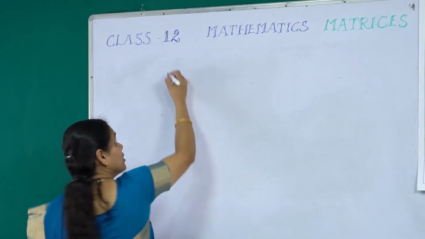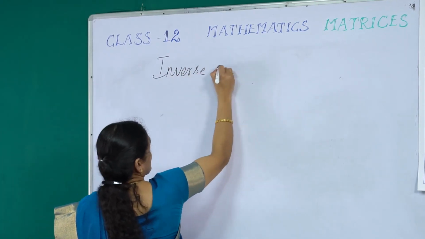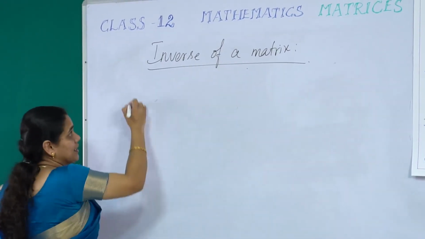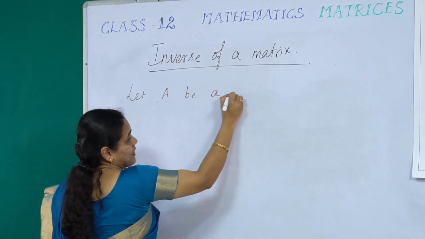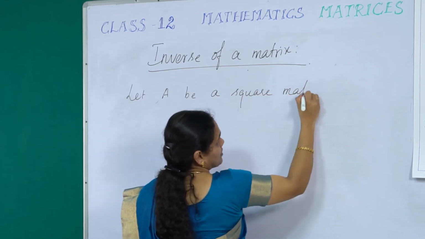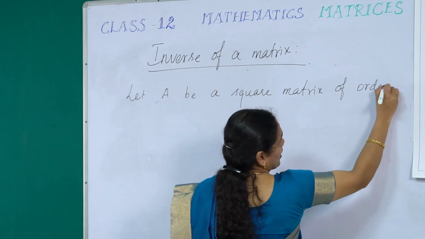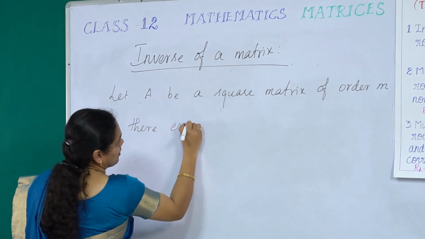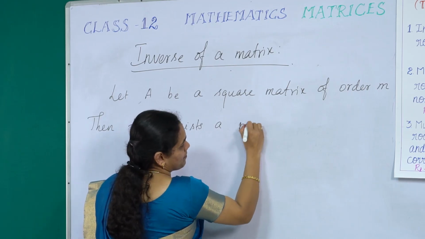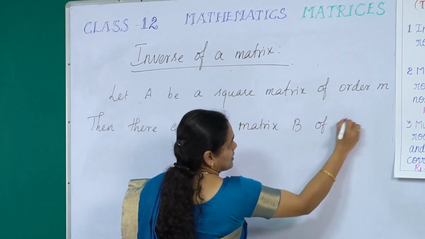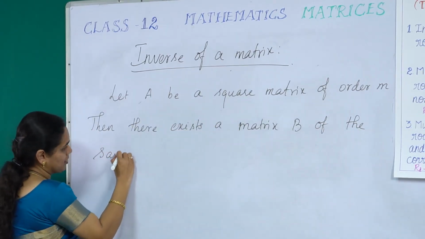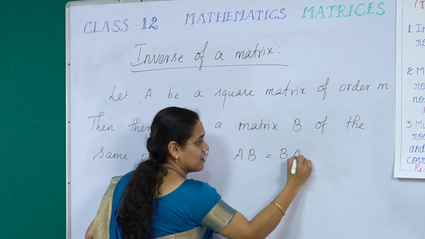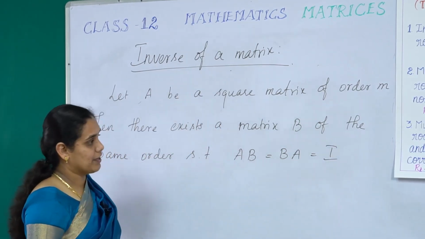Inverse of a matrix. Let A be a square matrix of order m. Then there exists a matrix B of the same order. That is very important, the same order, such that AB is equal to BA is equal to I.